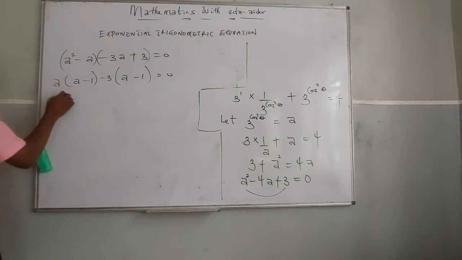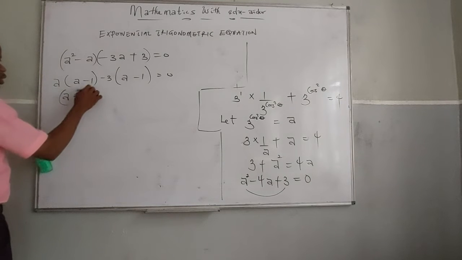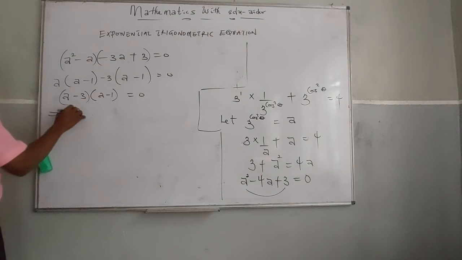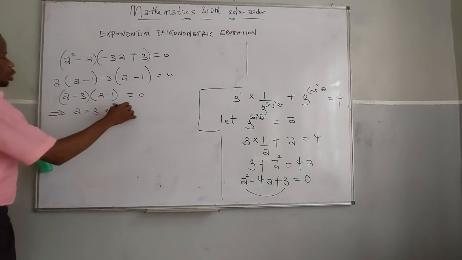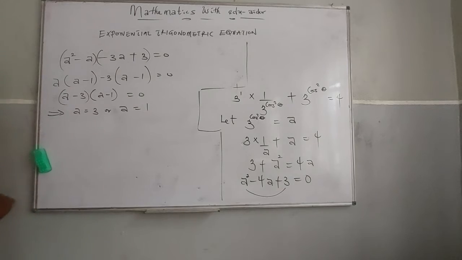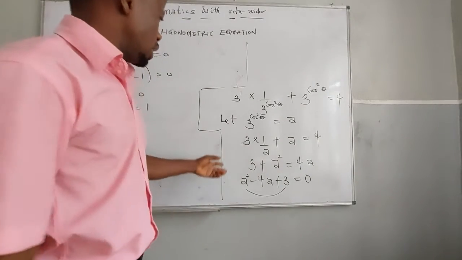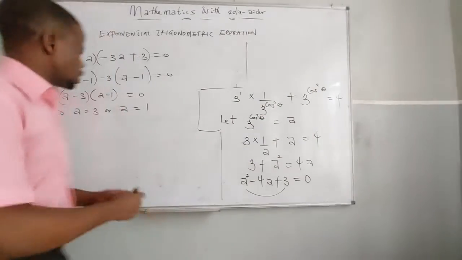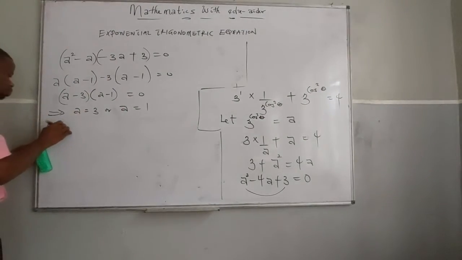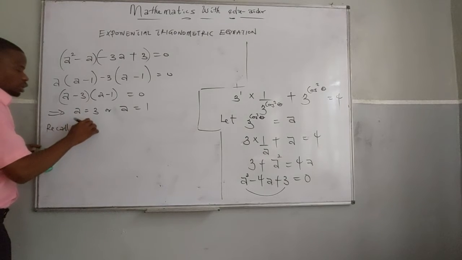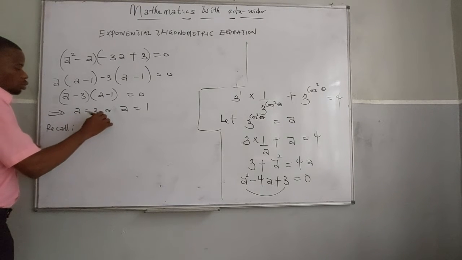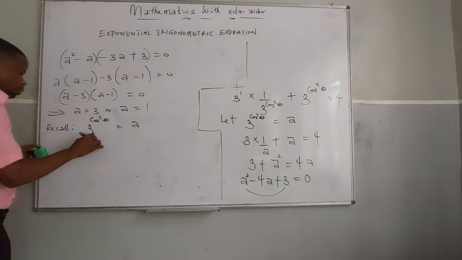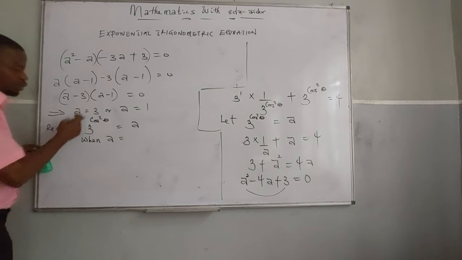It's equal to 0, then we have a minus 3 or a minus 1 is equal to 0, which implies that a can be equal to 3 or a can be equal to 1. Then we go back to where we said we should let this be equal to this. We need the values of theta, right? So recall, we said 3 raised to power cos squared theta is equal to a. Now, we have two values of a, 3 and 1.